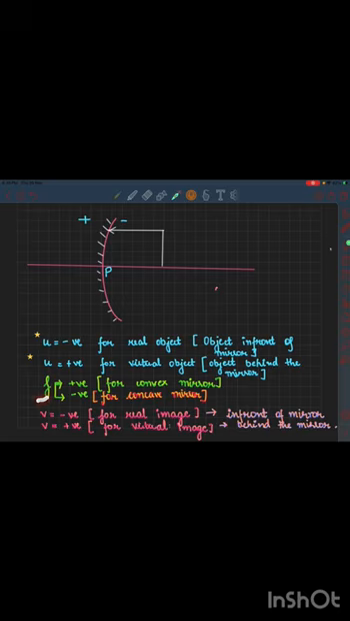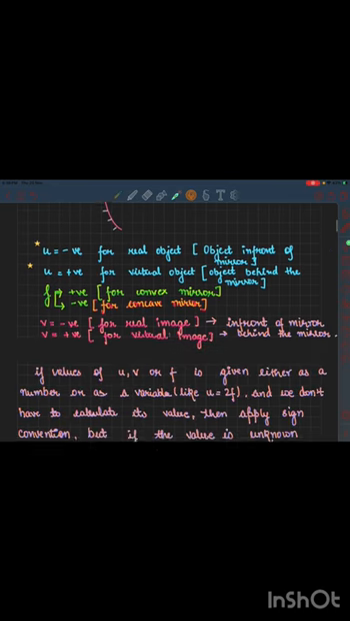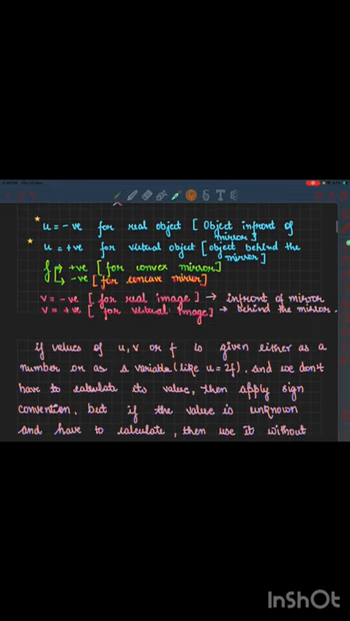Now if your image is formed in front of a mirror, then it is a real image and the image distance is going to be negative. But if your image is formed behind the mirror, it will be a virtual image and the image distance will be positive. Now see, there is a trick while applying this mirror formula.